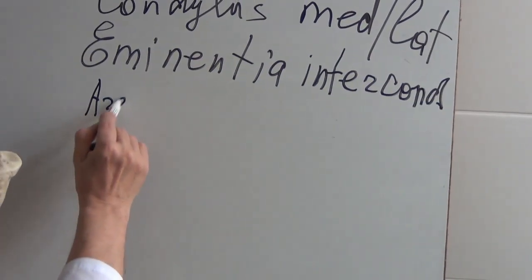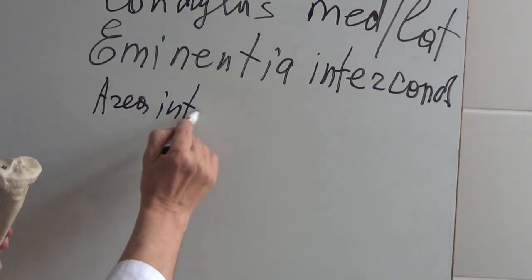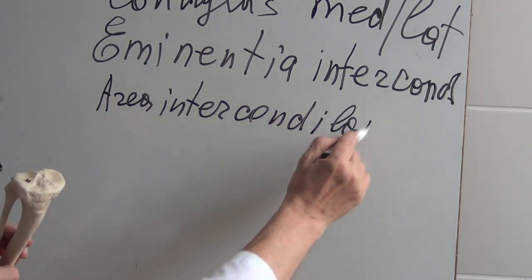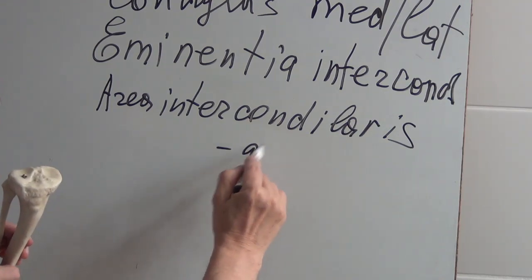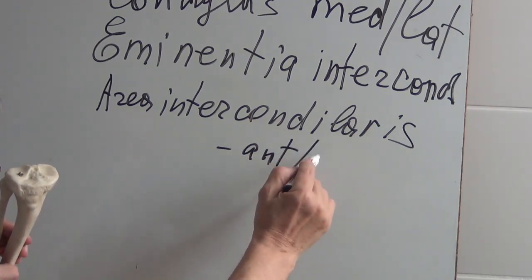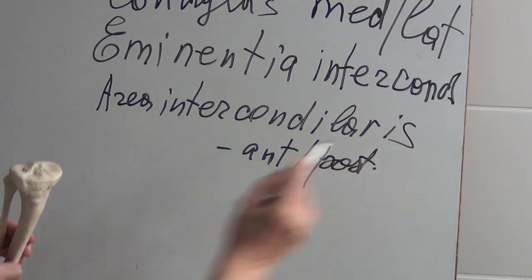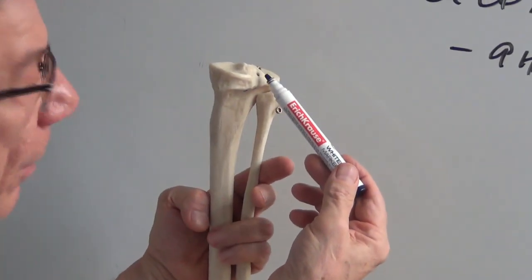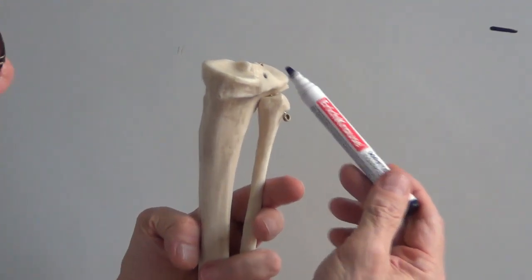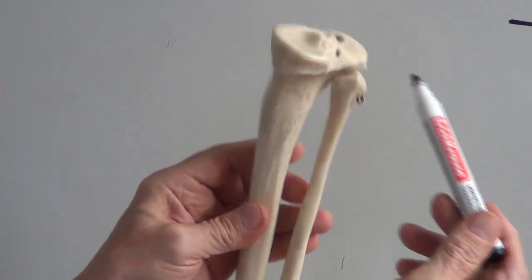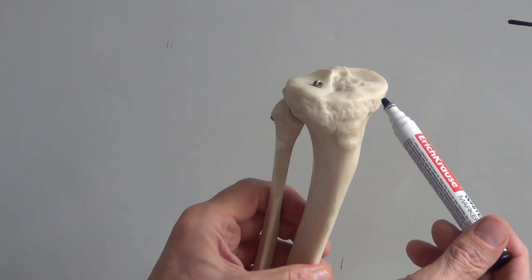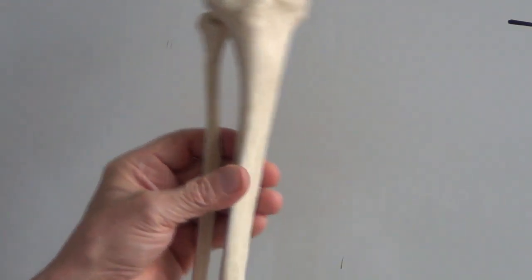Area intercondylaris anterior and area intercondylaris posterior. For demonstrating area intercondylaris posterior, I turned my specimen, and now I return it to the first position.